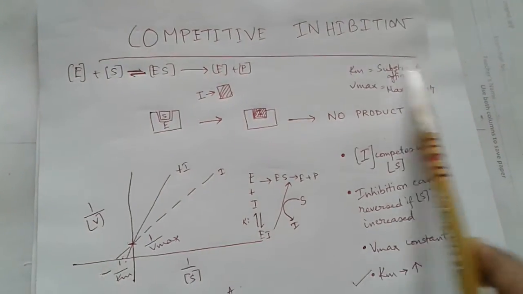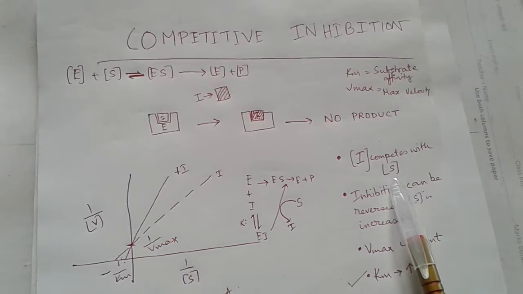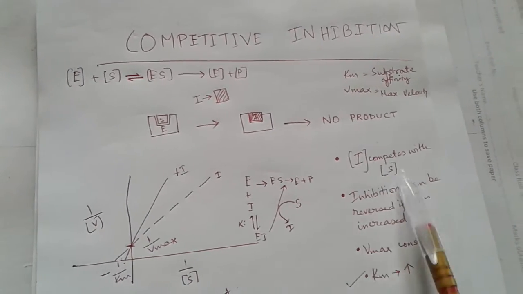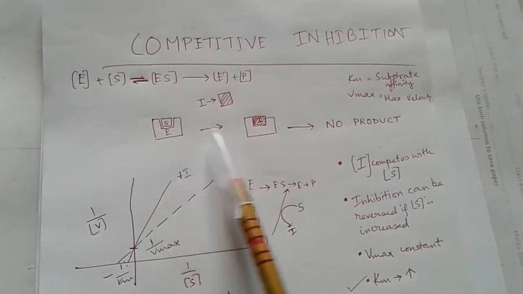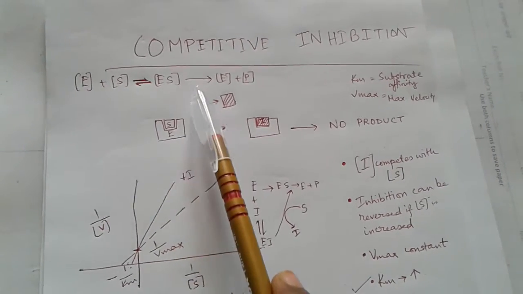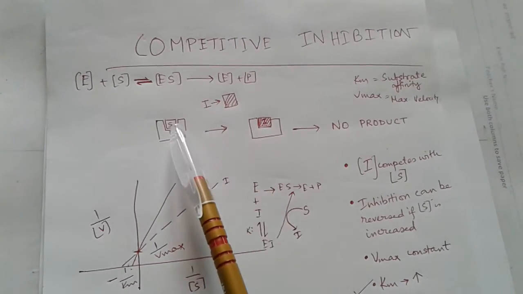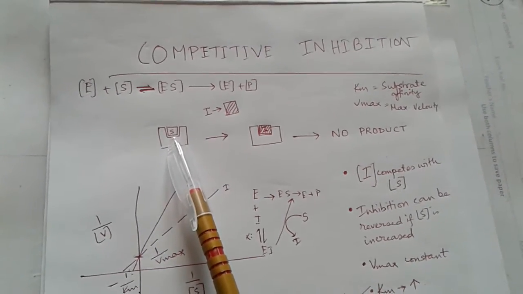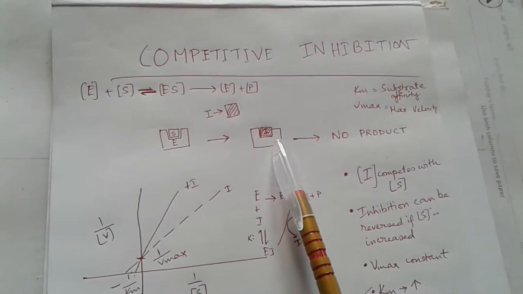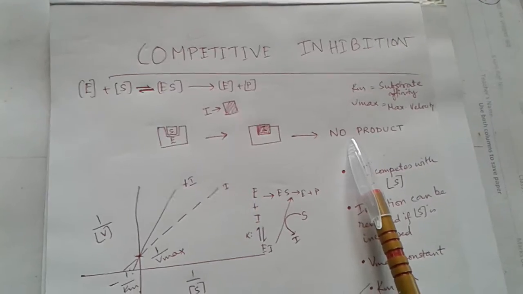Now in competitive inhibition, what happens is the inhibitor is a structural analog of substrate, so it competes with each other to bind to the active site of the enzyme. Suppose this is the active site of the enzyme. Normally the substrate binds over here, and if inhibitor, which is supposed to be the structural analog of substrate, binds to the active site, which happens here, no product formation is observed.